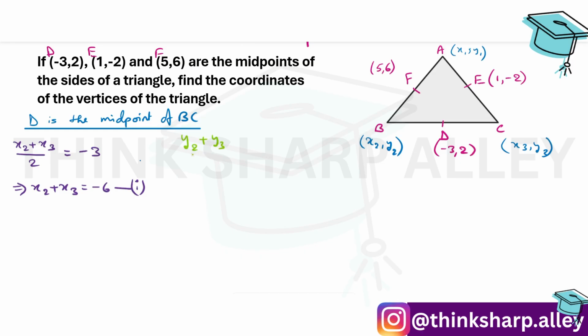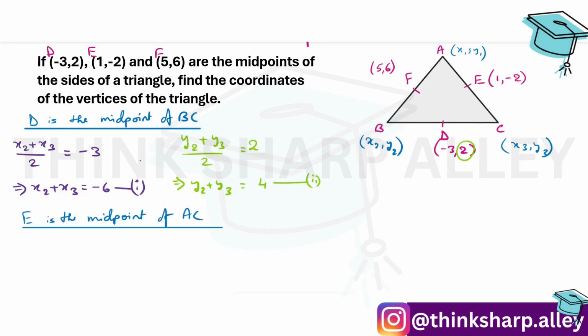y2 plus y3 by 2 is equal to the y coordinate, which is 2. So that gives me y2 plus y3 as 4. This is the second equation. Now we are going to repeat the same step for the midpoint E as well as F.